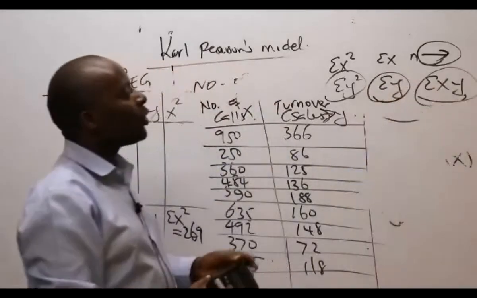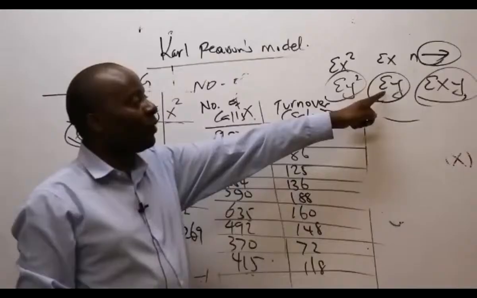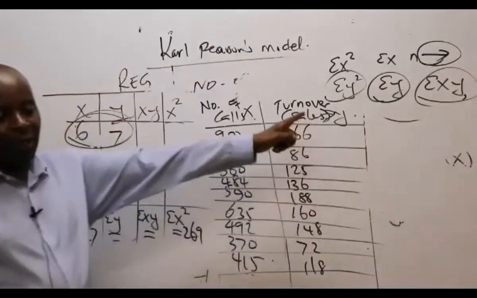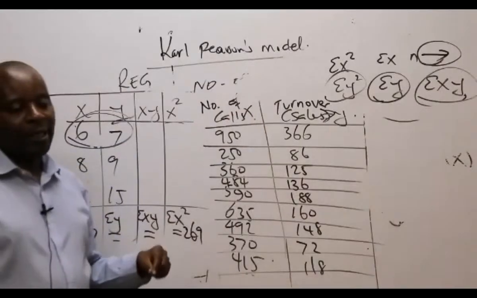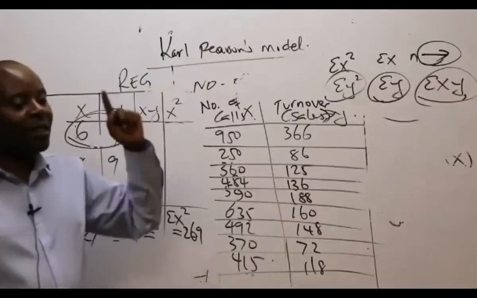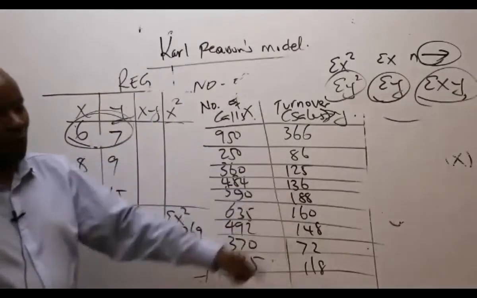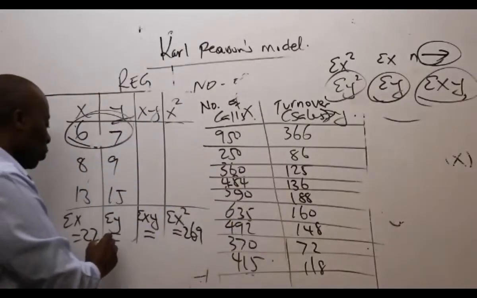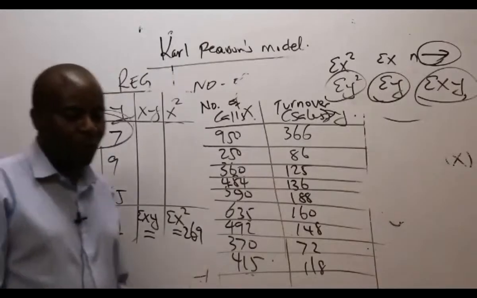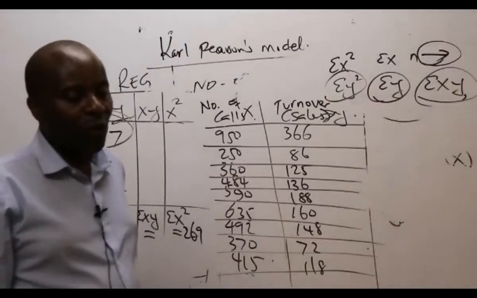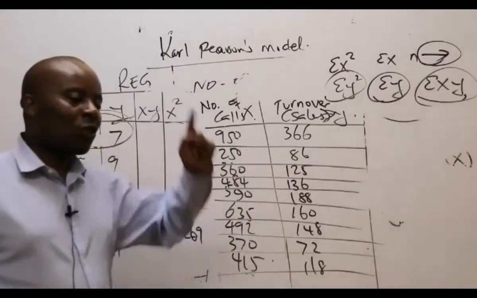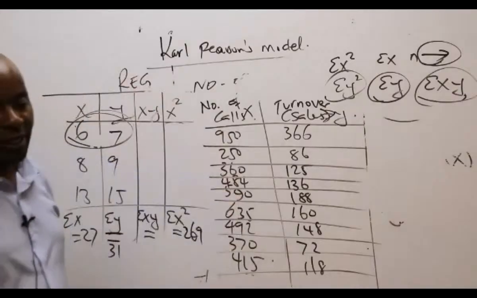And how I wish I had a good student by now. This good student should have given me the value of sum of y. Robert tells me, Mwalimu, sum of y is 31. Is there anybody who can confirm for sure that sum of y is 31? Lillian has confirmed. Lillian is a good student.